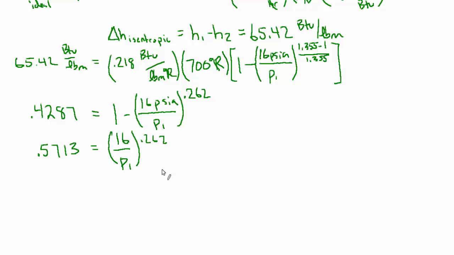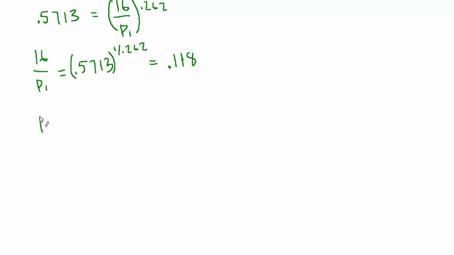And now we have to raise both sides to 1 over 0.262 to get 16 over P1 by itself. 0.5713 to the 1 over 0.262 equals 0.118. And finally, we can get P1 by itself: P1 is 16 over 0.118. P1 is 135.6 psia.